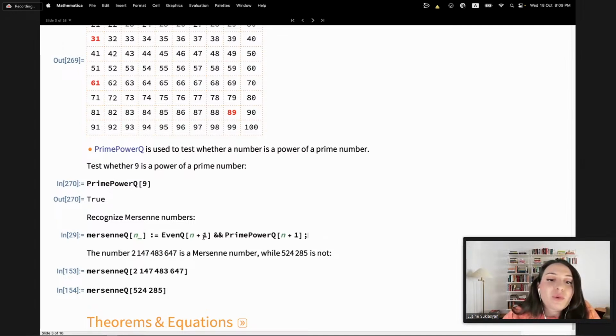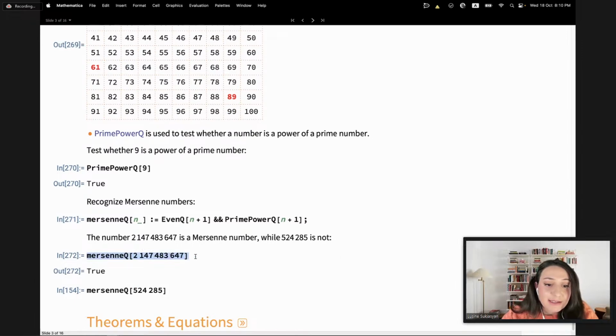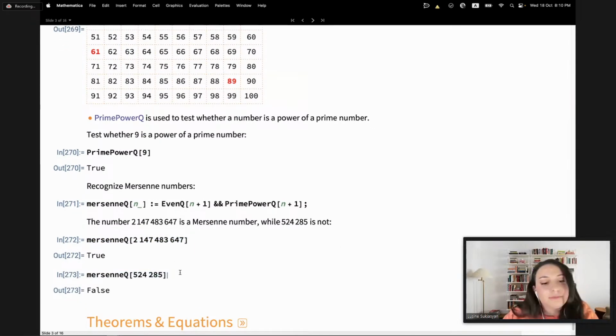And if we add 1 to it, that should be even, 2 to the power of n. And that should be a power of a prime number. In this case, it should be a power of 2. So we can do this, and using our simple function, we can check that this number that you see is a Mersenne number, whereas this one is not a Mersenne number.